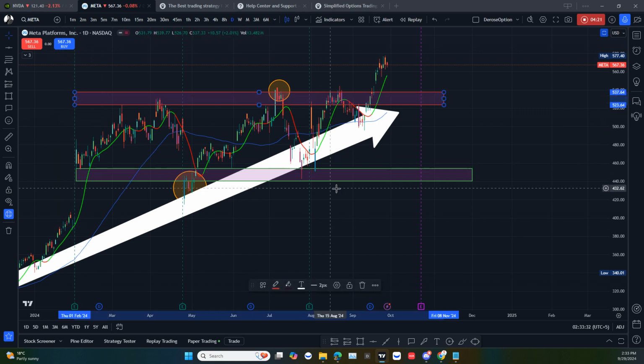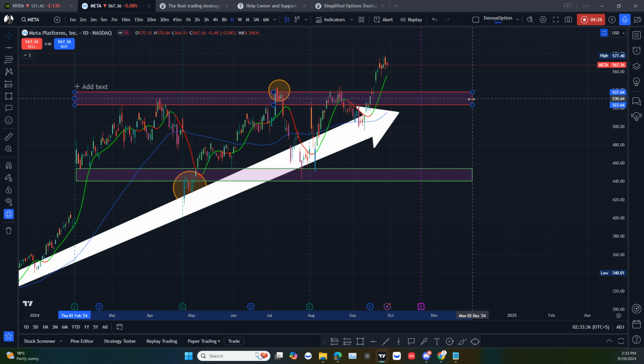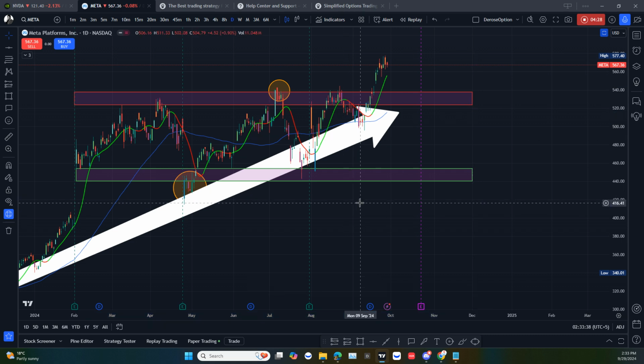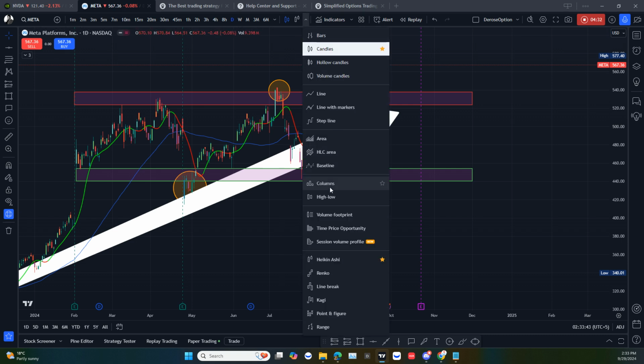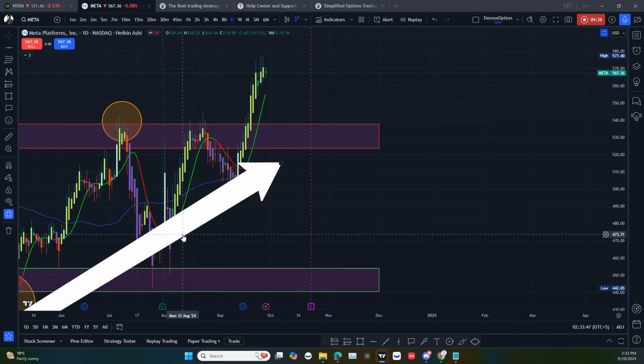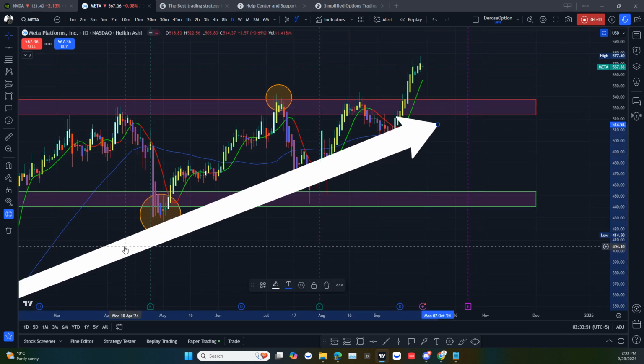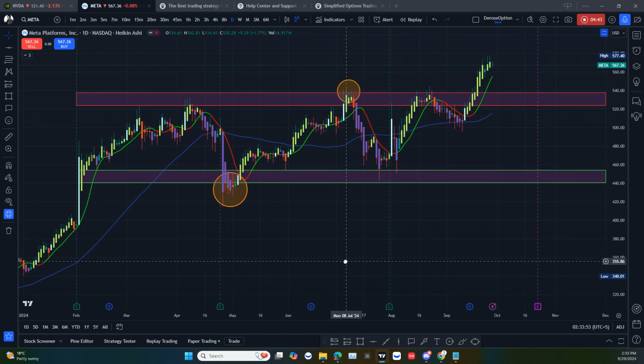Okay, now that we have done those, let's do a little bit of customization. Normally, I like to draw this using Heiken-Ashi. I would change my candles to Heiken-Ashi just so I can visualize this data better. Now that we're in Heiken-Ashi, let's actually go ahead and remove this white line. We already know the direction of the trend. Let's go ahead and see.